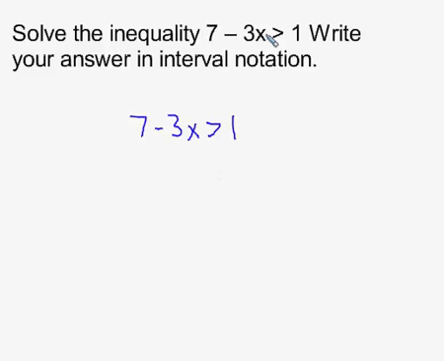To solve this inequality and write my answer in interval notation, one thing you could do is, since you have a positive 7 here, you could subtract 7 on both sides of the inequality. Because 7 subtract 7 is 0, you'd have 0 subtract 3x, but we tend not to write the 0. Copying the greater than symbol, on the right hand side you have 1 subtract 7, which is negative 6.